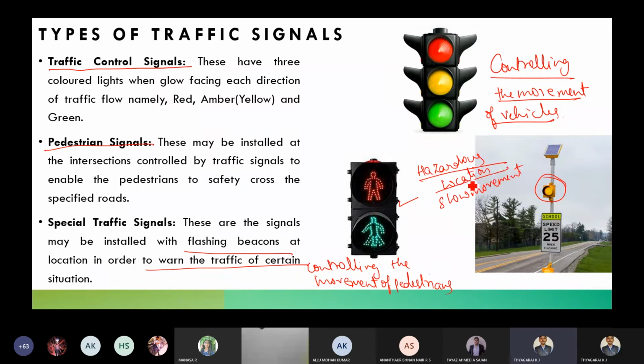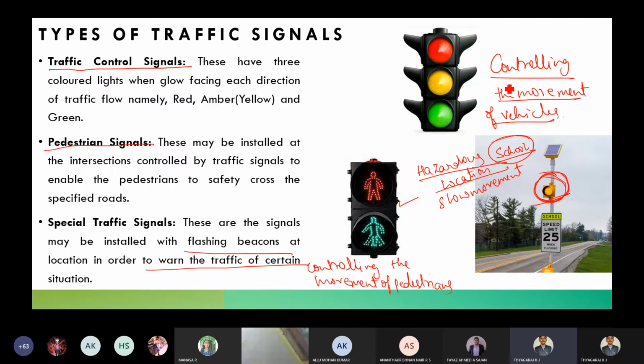Whenever there is a hazardous location like schools, in a nearby school the school children will be walking on the road, so these signals will be indicated as a special traffic signal, and it will always be blinking. The yellow color light will be blinking. You can observe, whenever the school limit is there or any hazardous locations are there, this flashing beacon. These are the three types you remember.